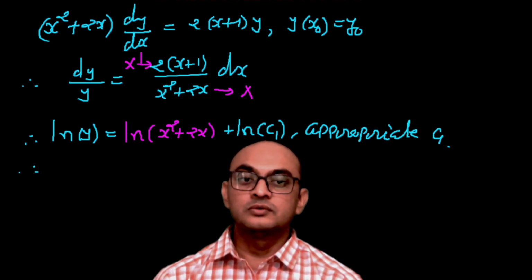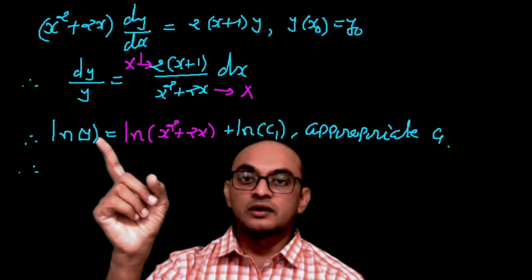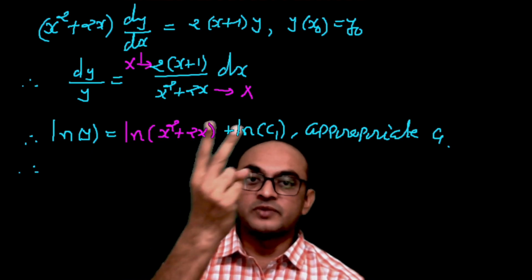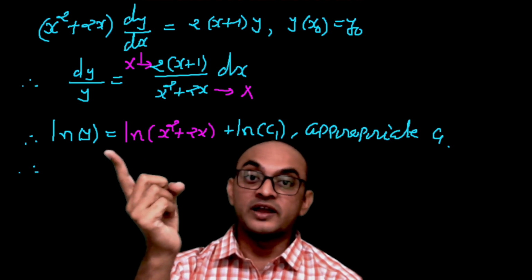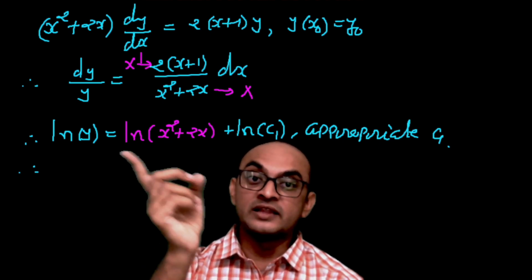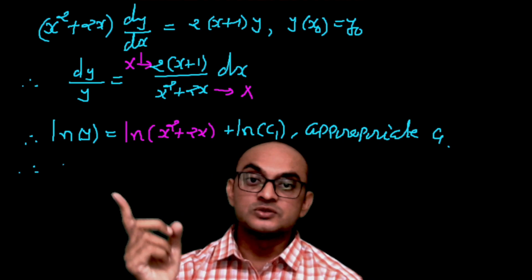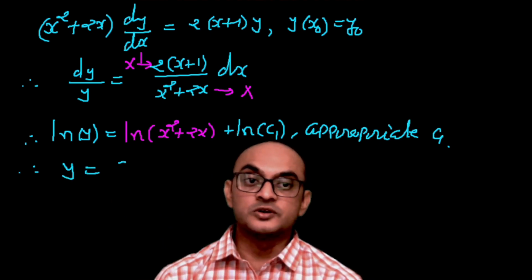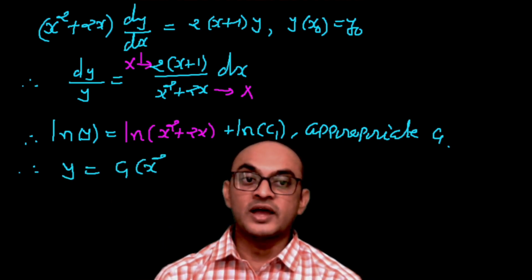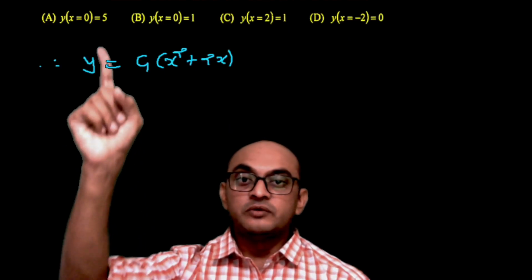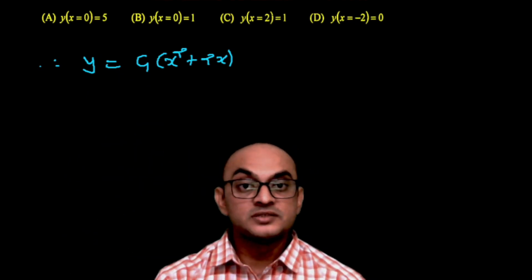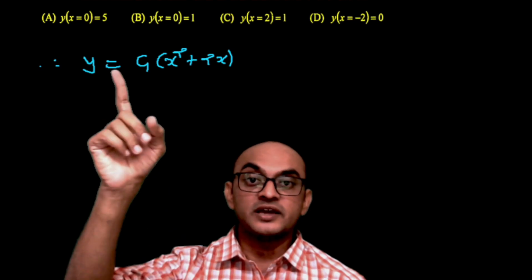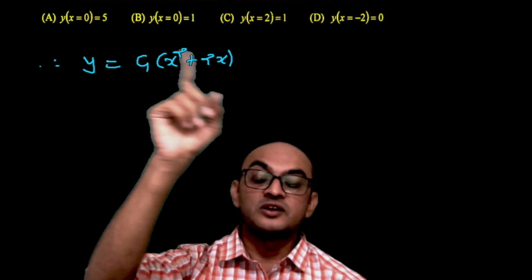Then what I have, ln y is equal to ln a plus ln b, that can be represented by ln a into b, right? If I remove ln from both sides, that means I am taking antilog both sides. So I have y is equal to c1 into x square plus 2x. Now I have been given these four conditions, and out of these four conditions any one is the solution, right? So I need to check which condition this solution satisfies.